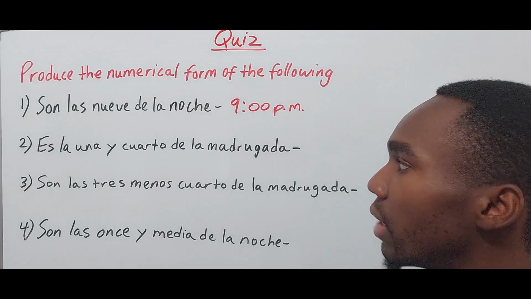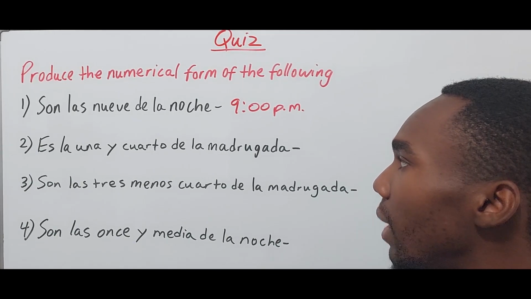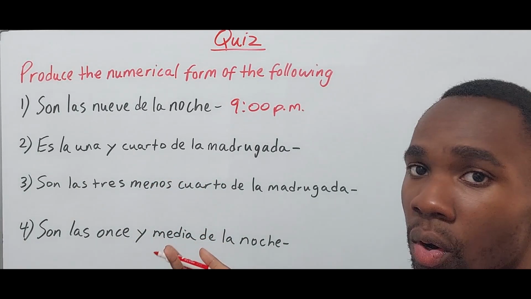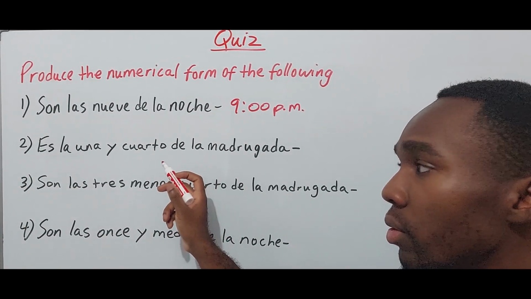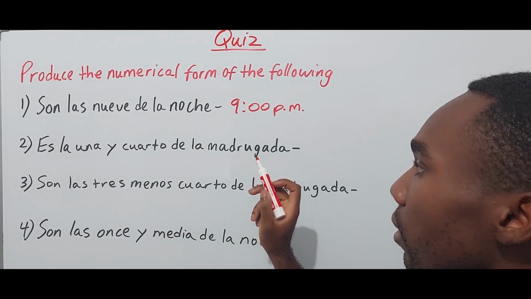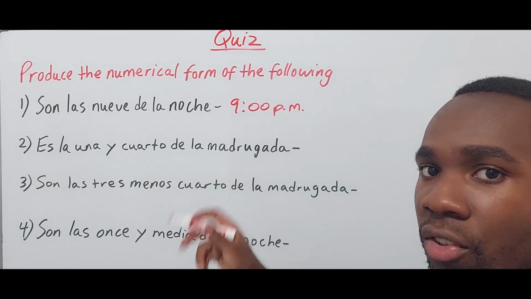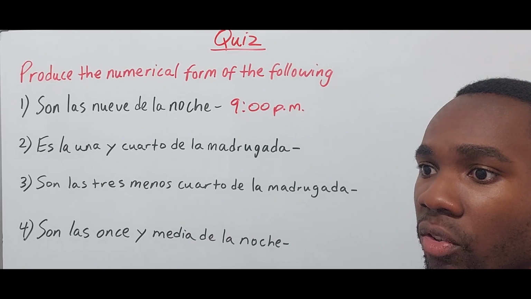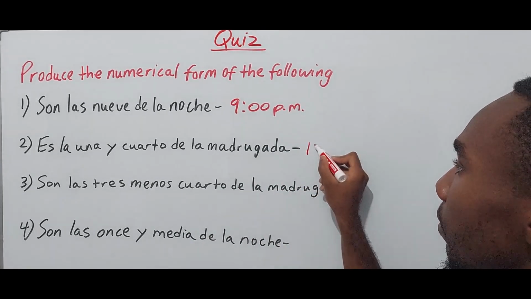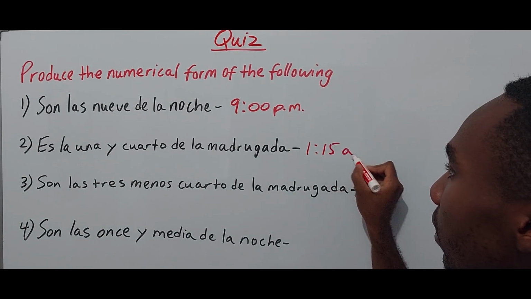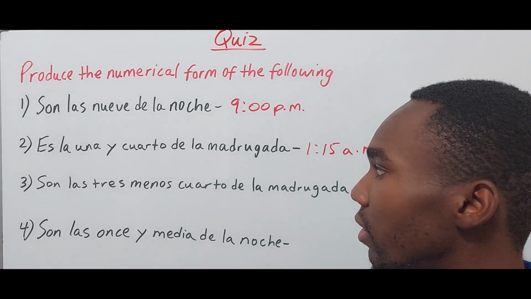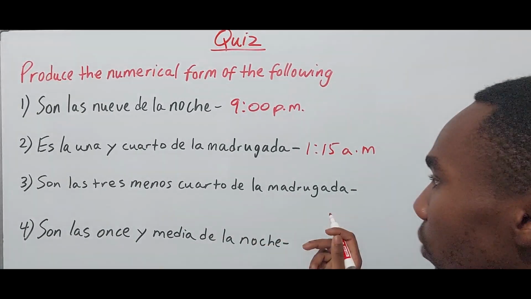2, es la 1:15 de la madrugada. Well, you know una is 1, and cuarto, remember what that means? That means 15, right? De la madrugada, so madrugada is the wee hours of the morning, so that would be a.m., right? Just like mañana, so 1:15 a.m.